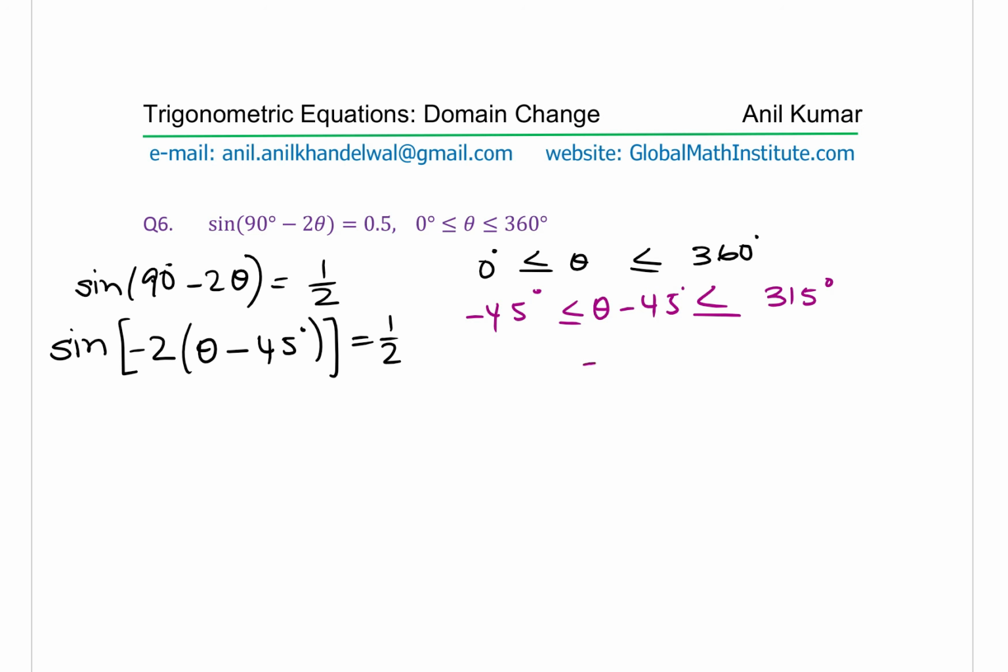So when I multiply by minus 2, I have to interchange the signs. And then you multiply by minus 2, so it becomes negative here, right? So negative 630. And here negative becomes positive 90 degrees. So you are expecting the argument to be between 90 and minus 630. Is that clear to you?